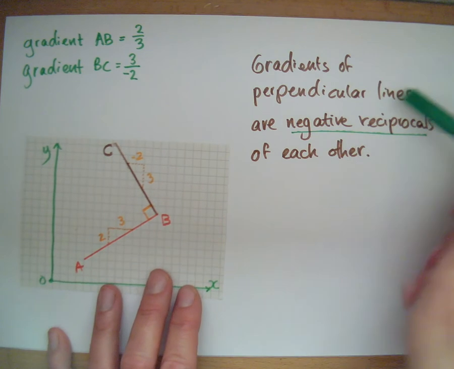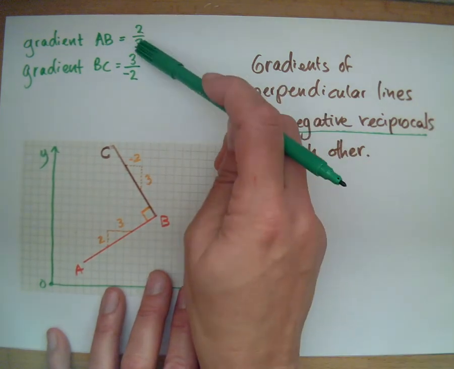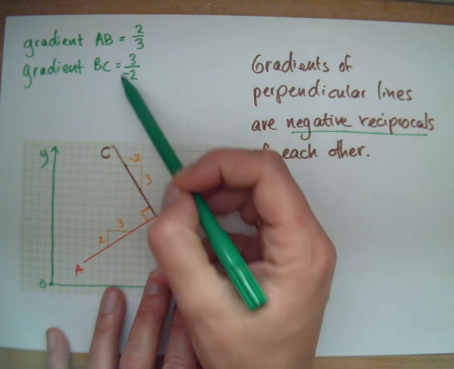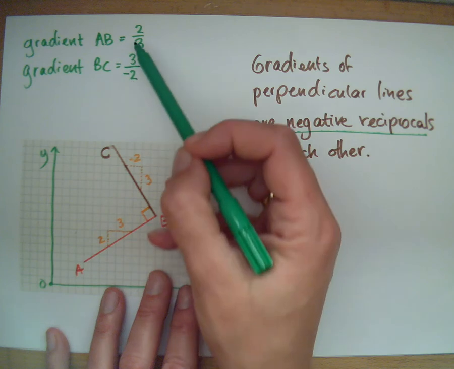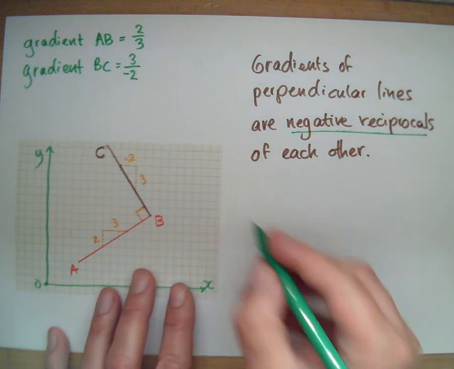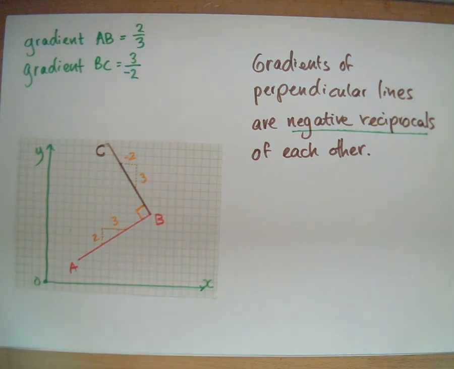Gradients of perpendicular lines are negative reciprocals of each other. That means that 2/3 must be the negative reciprocal of 3 over negative 2, and also the other way around. Let's see if that's true. Let's multiply these two together to see if they give negative 1.